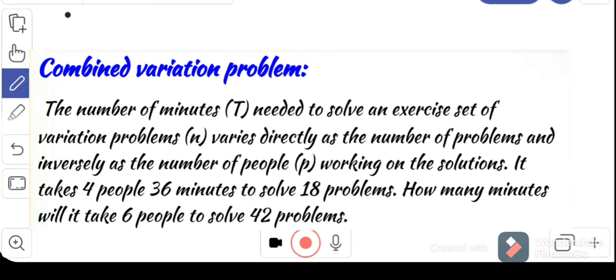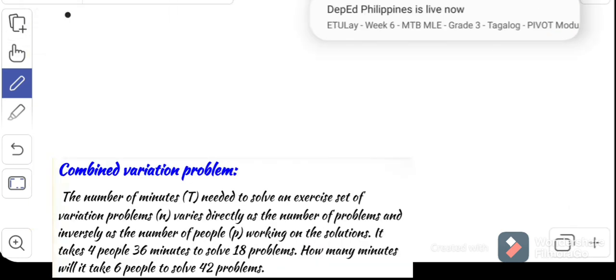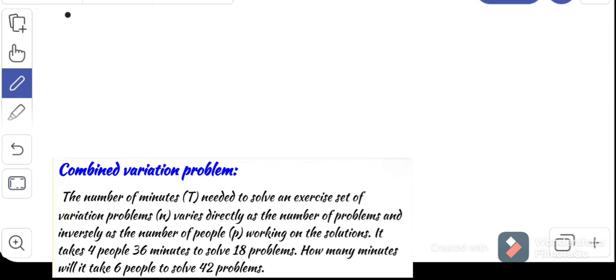For our word problem, we have the number of T minutes needed to solve an exercise set of a variation problem. N varies directly as the number of problems and inversely as the number of people working on the solutions. It takes 4 people 30 minutes to solve 18 problems. How many minutes will it take 6 people to solve 42 problems? Let's have first the equation for that.